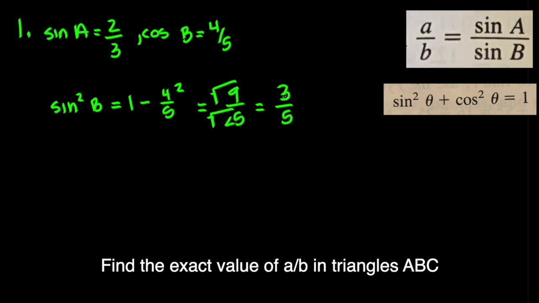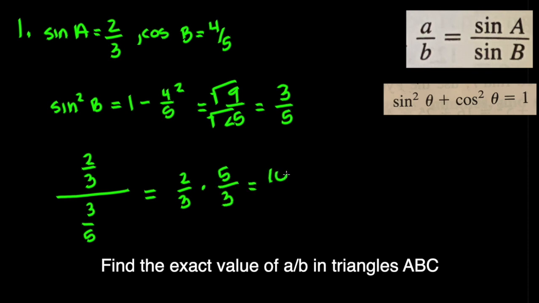Now all that is left is to substitute this back into our first equation, where our directions tell us to write A over B as sine of A over the sine of B. So we know the sine of A is 2 over 3 divided by the sine of B, which is 3 over 5. This also equals 2 over 3 times the reciprocal of the denominator, which is 5 over 3. This equals 10 over 9.